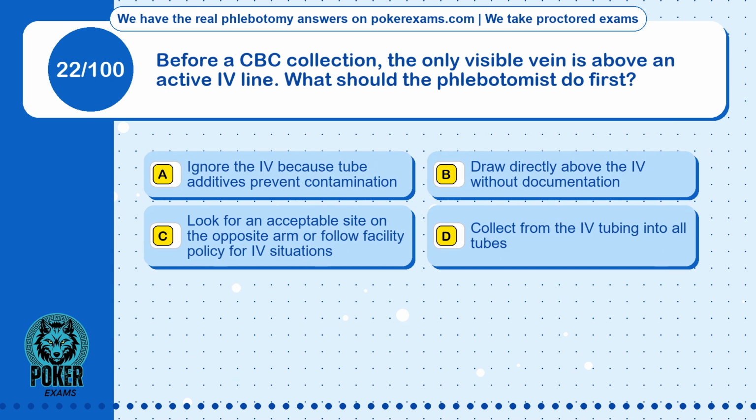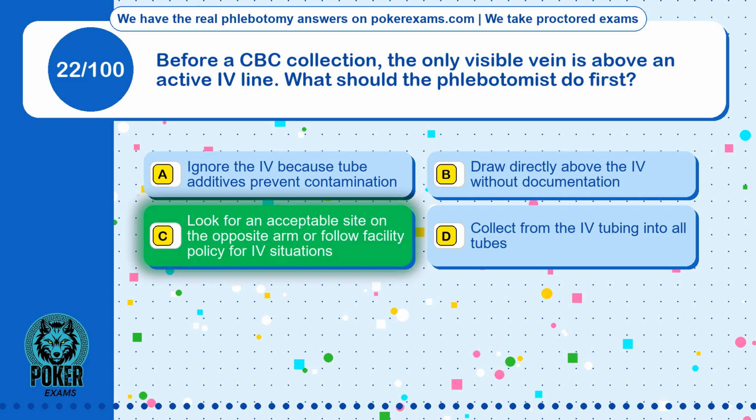Question 22. Before a CBC collection, the only visible vein is above an active IV line. What should the phlebotomist do first? Option A. Ignore the IV because tube additives prevent contamination. Option B. Draw directly above the IV without documentation. Option C. Look for an acceptable site on the opposite arm or follow facility policy for IV situations. Option D. Collect from the IV tubing into all tubes.